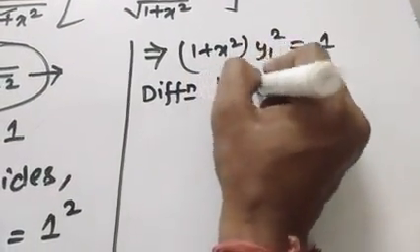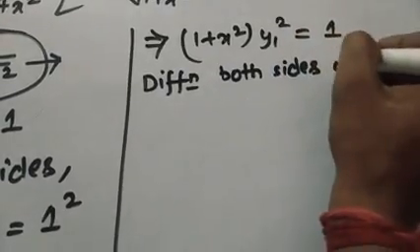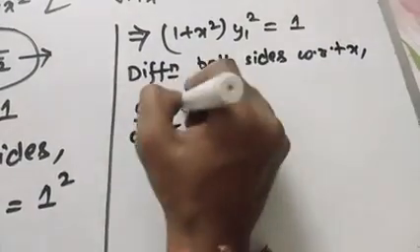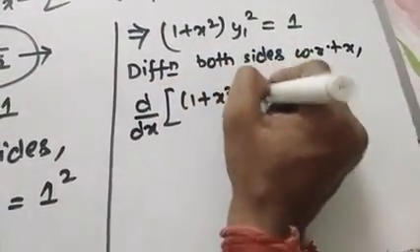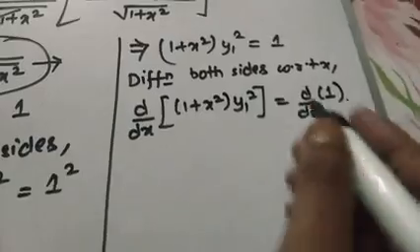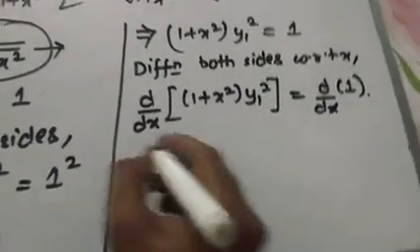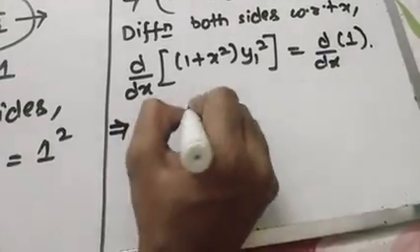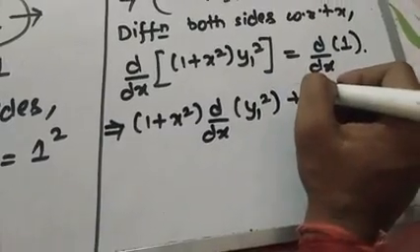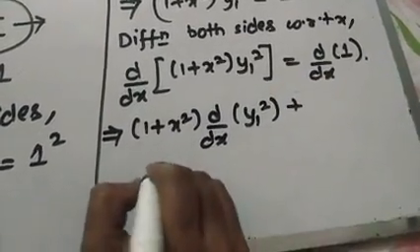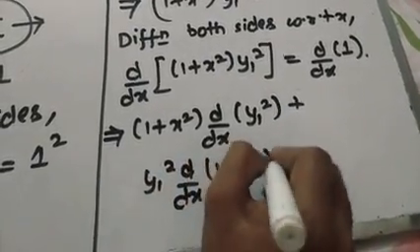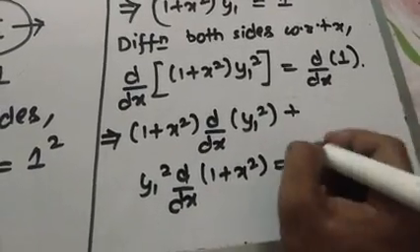Differentiating both sides with respect to x, that is d/dx of 1 plus x square into y1 square, and this side d/dx of 1. Now here two functions, that means product rule: 1 plus x square into d/dx of y1 square, plus y1 square into d/dx of 1 plus x square, and d/dx of 1, a constant, is 0.